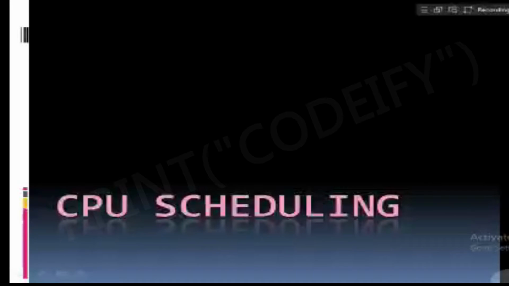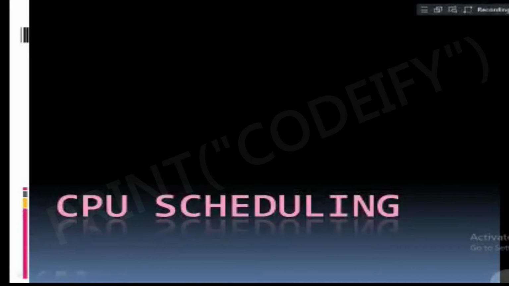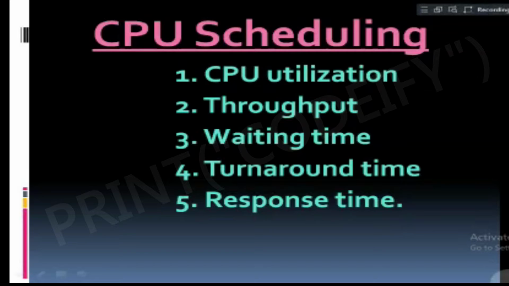Hi friends, in this session we are going to discuss CPU scheduling. CPU scheduling is a process which allows one process to use the CPU while the execution of another process is on hold, in waiting state, due to unavailability of any resource like input, output, etc. The selection process is carried out by the CPU scheduler.